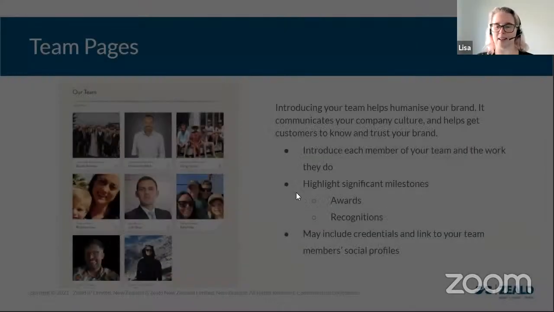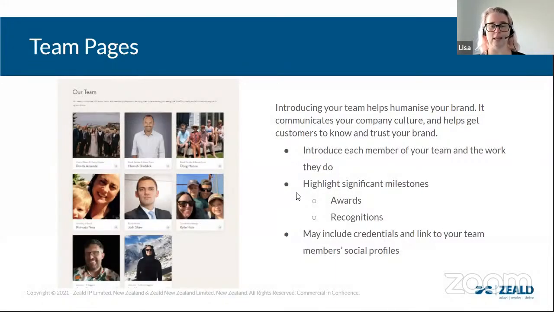So part of the About Us page as well, and something that is very important, is to introduce your team if it's not just you, or maybe you and another co-owner. So introducing the team further helps to humanize your brand. It communicates your company culture as well and helps get customers to know and trust your brand. So this is where you need to think about how you really want your team represented.